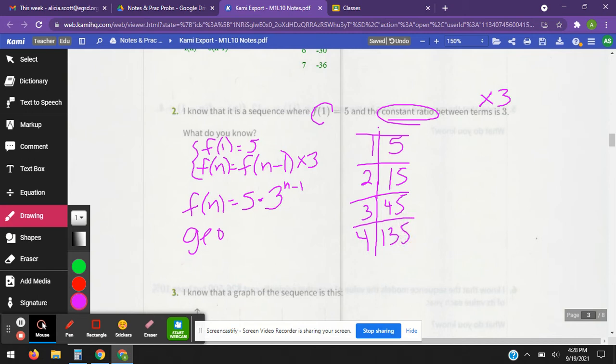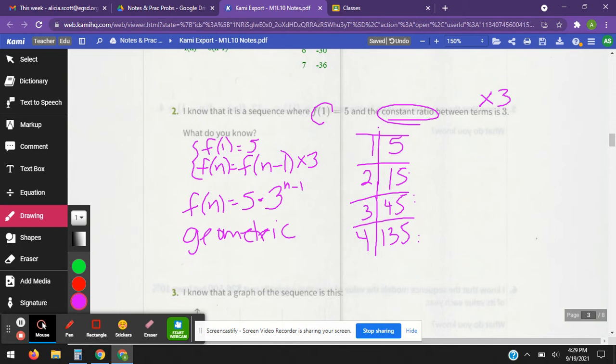So I found some missing terms over here. I found 3 terms. I made a table. I have both types of equations. It's a geometric sequence. I think I've done quite a bit on here. Again, it's hard to do the graphs on here, so I'm not going to do those unless I need to. A story context.